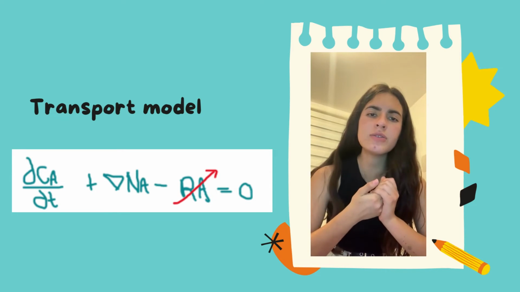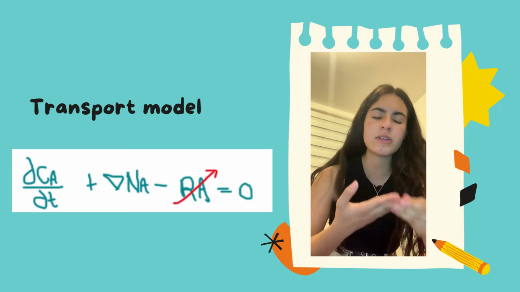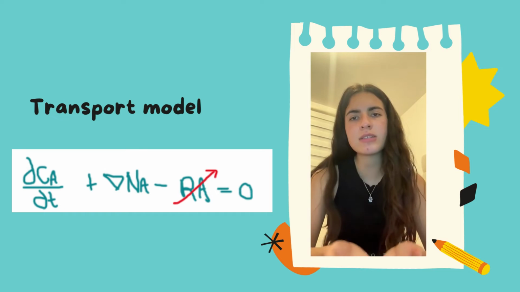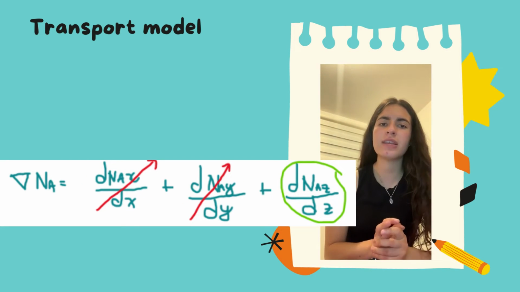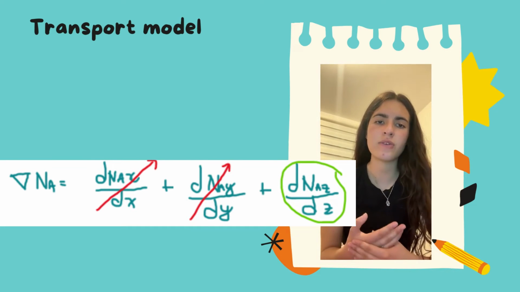Now we move into the transport model. For this part, we have to establish the transport method, and then we must establish the mass balance. Assuming that the process is in a steady state and has no reaction, the equation can be simplified as follows.